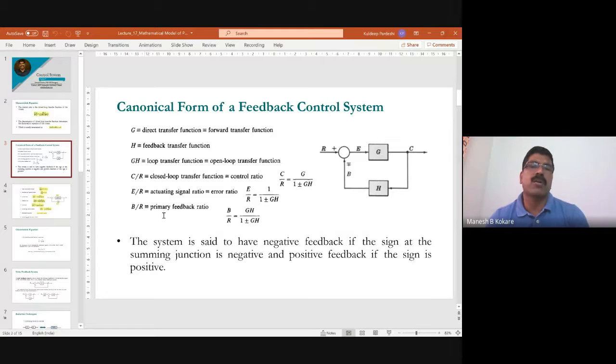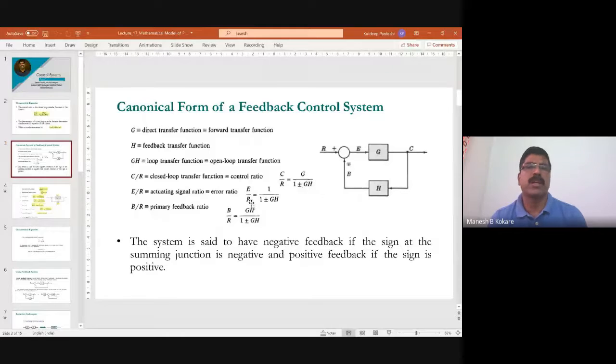Then B by R is called the primary feedback ratio, which is equal to GH upon 1 plus G into H. This form of feedback is called the canonical form of the feedback control system. The overall transfer function of this canonical form is given by C(s)/R(s) equal to G(s) upon 1 plus G(s)H(s) if it is negative feedback, and if it is positive feedback, then it will be G(s) upon 1 minus G(s)H(s).